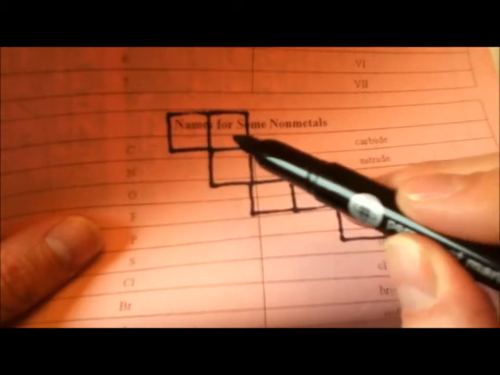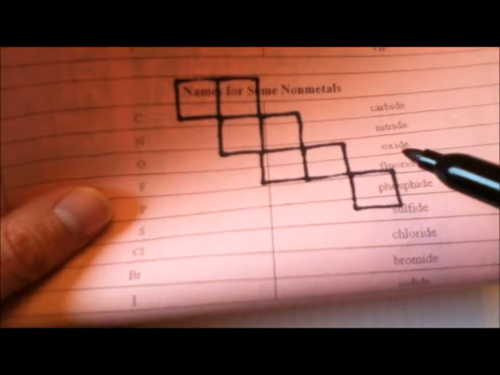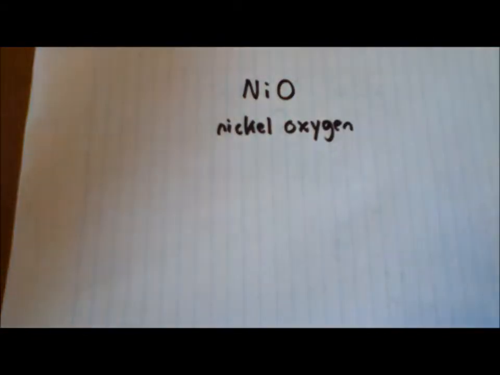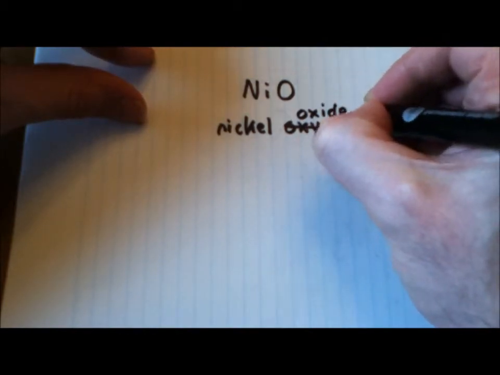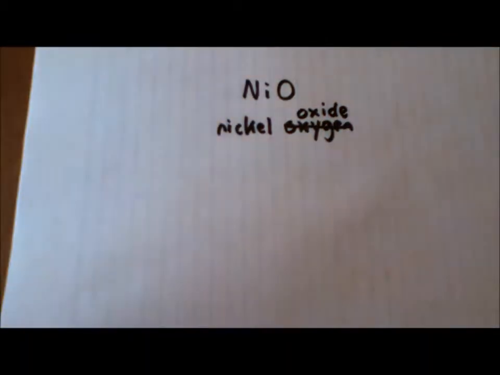All right, look at the back of your periodic table. You see names for some non-metals. So there's oxygen, and when we write oxygen in a name, it's supposed to end in IDE: oxide. So our name is not this, but oxide. Now the second step says we need to reverse the crisscross if the metal gets multiple charges.